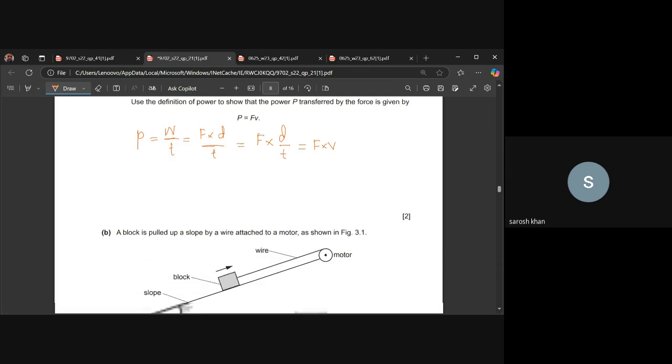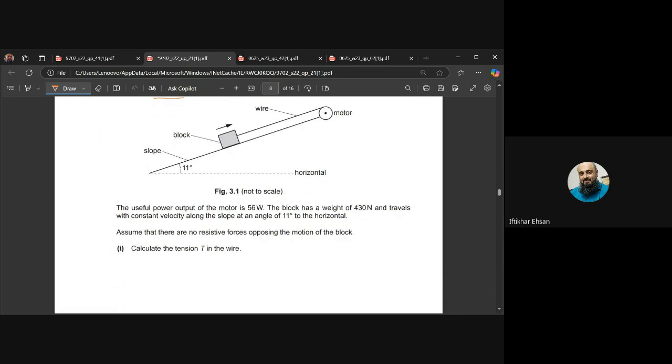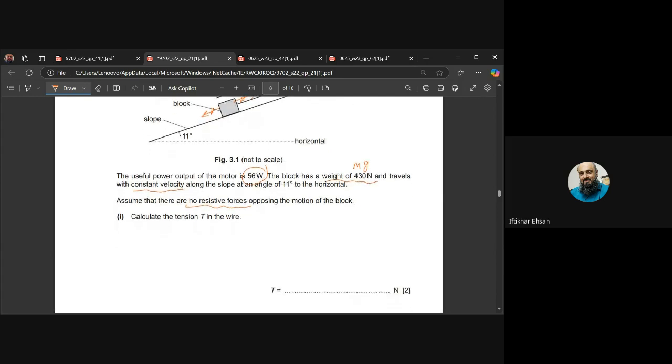Yes, sir. A block is pulled up slowly by a wire attached to the motor at an 11-degree angle to the horizontal. The useful power output of the motor is this. The block has weight mg and travels with constant velocity. Forces will balance each other. Assume there is no resistive force. So this is important. Calculate the tension T.